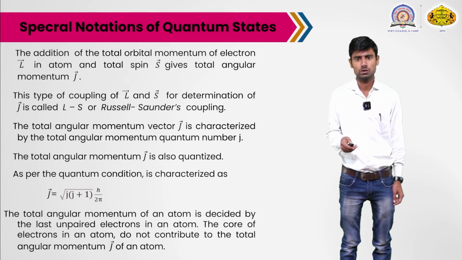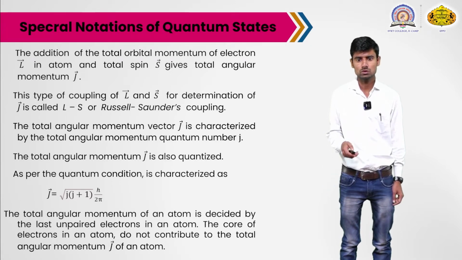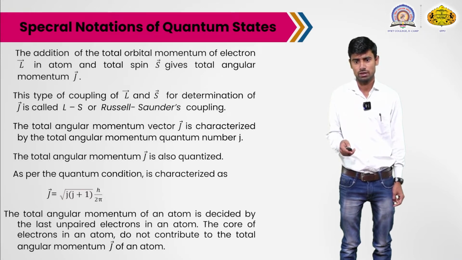So you can find the magnitude of the total angular momentum of an atom by using the total quantum number of the atom. The total angular momentum of an atom is decided by the last unpaired electron in an atom. The core electrons in an atom do not contribute to the total angular momentum J bar of an atom. So here we have to consider only valence electrons.